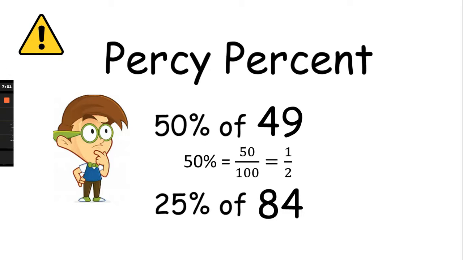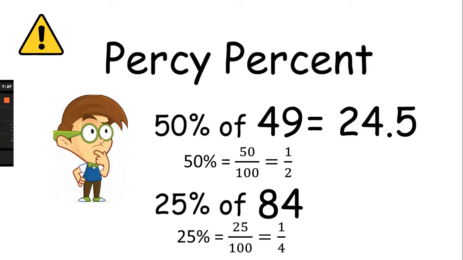50% is equal to 50 out of 100, which is equivalent to half. 50% of 49 is half of 49. Half of 48 and half of 1 gives me 24.5. You can write your answer as a decimal, like I did, or as the fraction, half, 1/2.